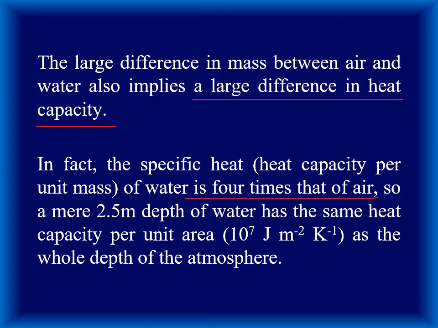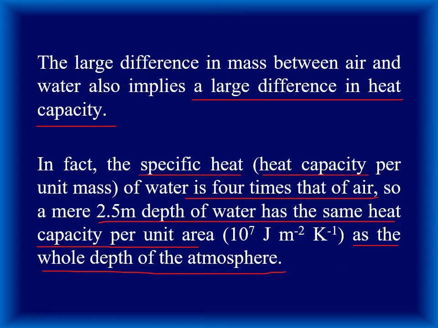A mere 2.5 meter depth of water has the same heat capacity as the whole depth of the atmosphere. So you can see only a 2.5 meter depth of water body can have the same heat within it compared to the total atmosphere depth. So whatever heat is stored in the total atmosphere can be simply stored in 2.5 meters of depth, and this can be explained with the help of the high specific heat or high heat capacity of water.